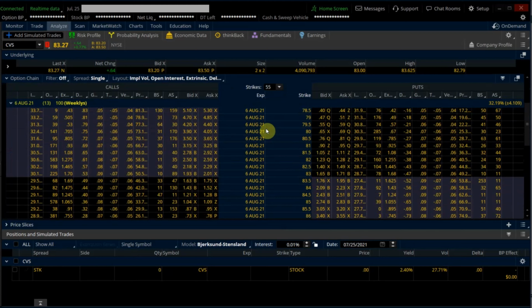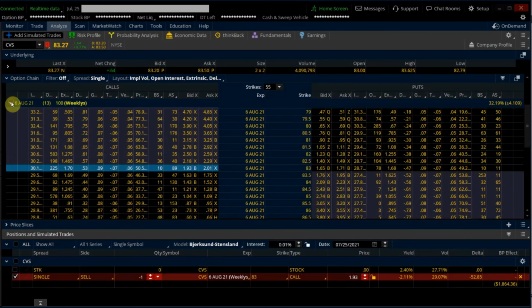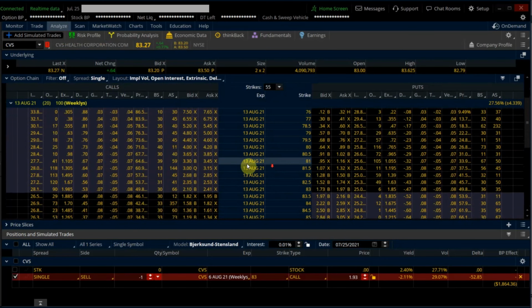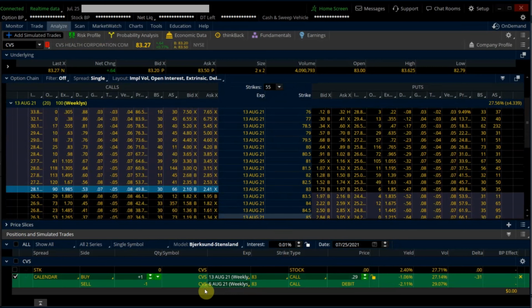So if you recall just now when we looked at the daily candlestick chart of CVS, the key support level is around the $79, $80 mark, and the key resistance level is around the $85 mark. So right now, prices are sitting very nicely in the middle, and I will just select the strike price of $83 as a start. So for the calendar spread, I will sell the 6 August one. In this case, I'll just select the call first, and subsequently I will buy another one on the 13th of August, same strike price of $83, and you can see here that my calendar spread is set up very nicely.